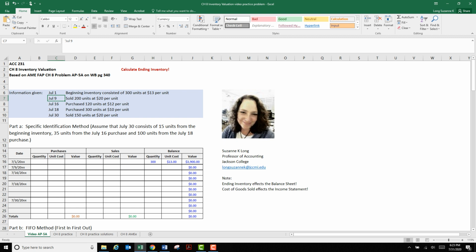July 9th, we've got a sale of 200 units. Now, which ones were sold? Let's look up here in this little description here. July 30, 15, beginning. Okay. That's given us some clues about what's left, but there isn't anything we need for this one. Sold 200 at $20 per unit. 20 is the selling price, and this whole table is all cost. We're not doing anything with selling price.